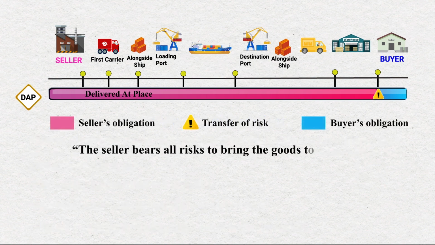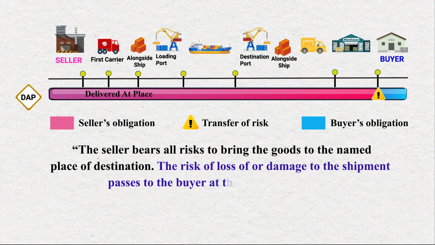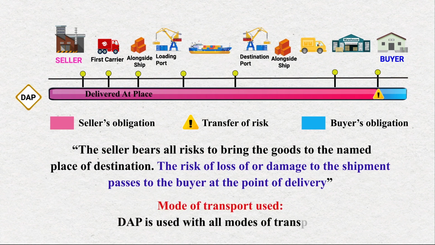The seller bears all risks to bring the goods to the named place of destination. The risk of loss of or damage to the shipment passes to the buyer at the point of delivery. DAP is used with all modes of transport.